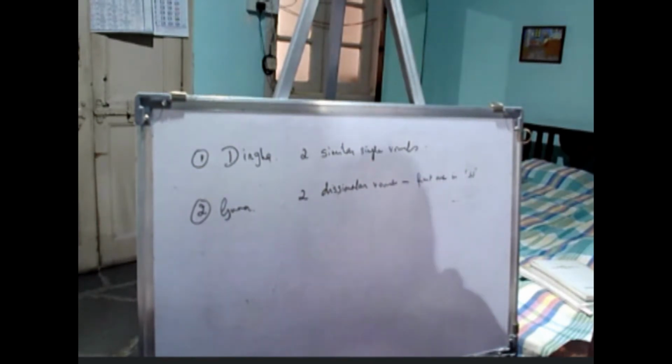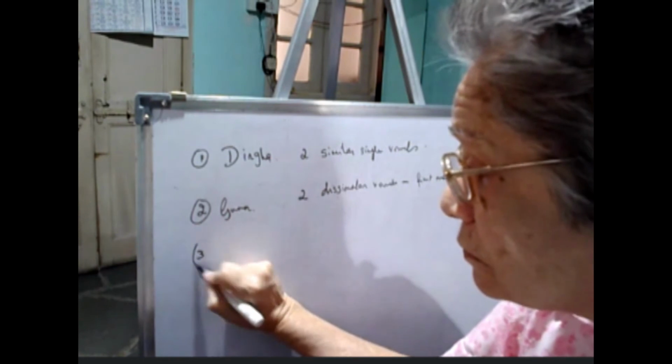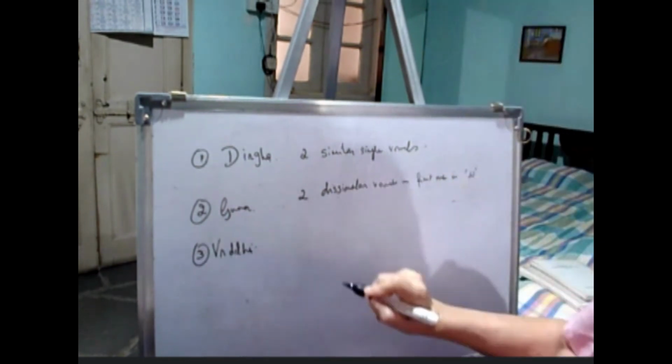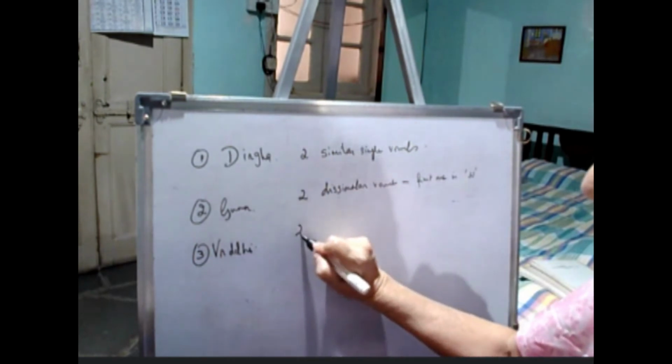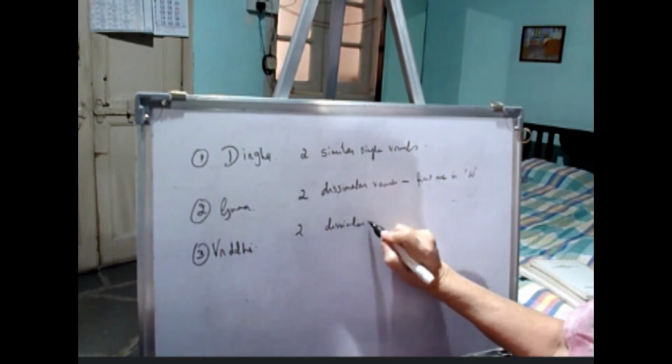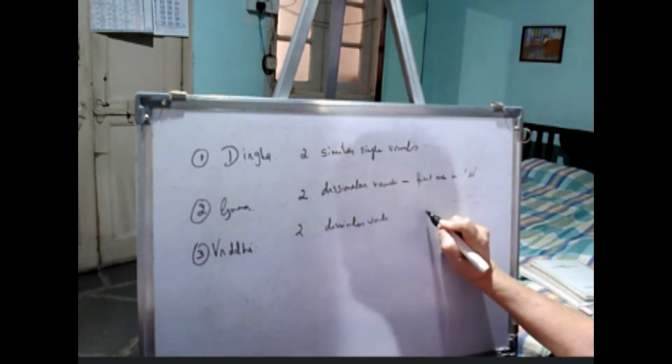Then next is Riddhi. Riddhi is combination again of two dissimilar vowels, of which first one is A.